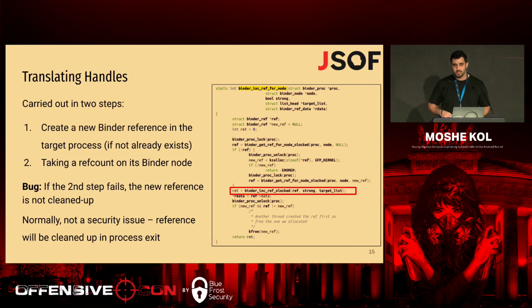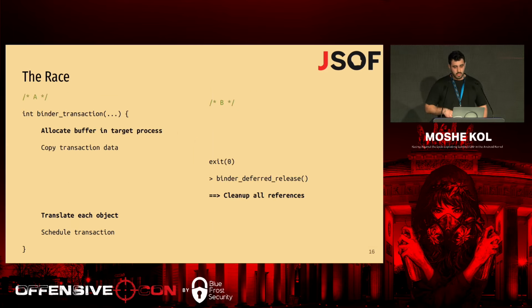Now, normally this is not a security issue, because when the target process exits, so when process B exits, it will clean up all of its references. But it can become a security issue if a certain race condition happens. If process B calls exit and cleans up all of its references before the object gets translated for it, then it can lead to a use-after-free situation.